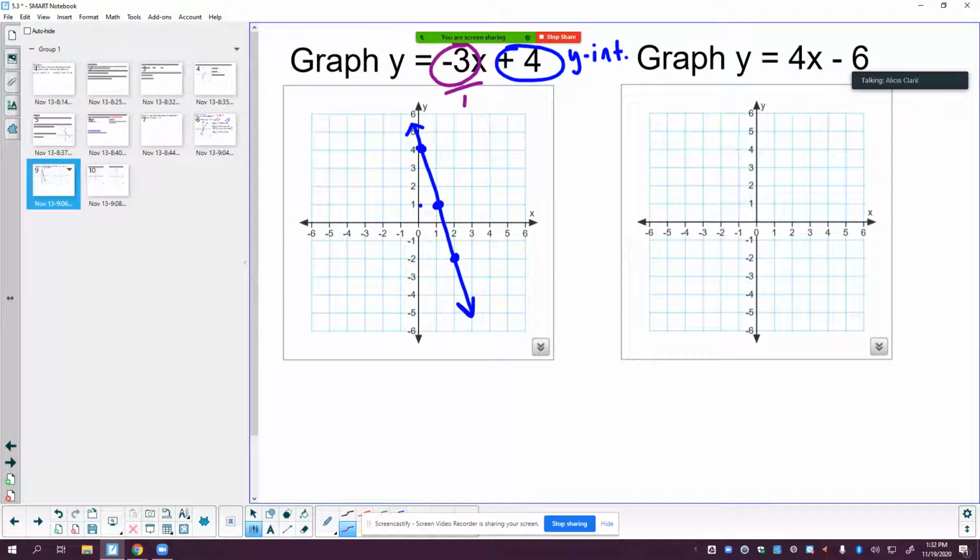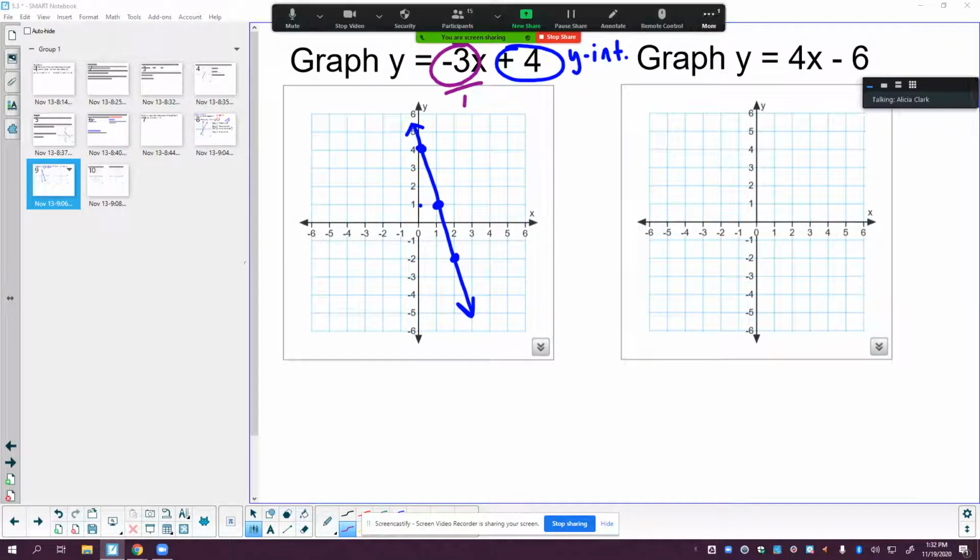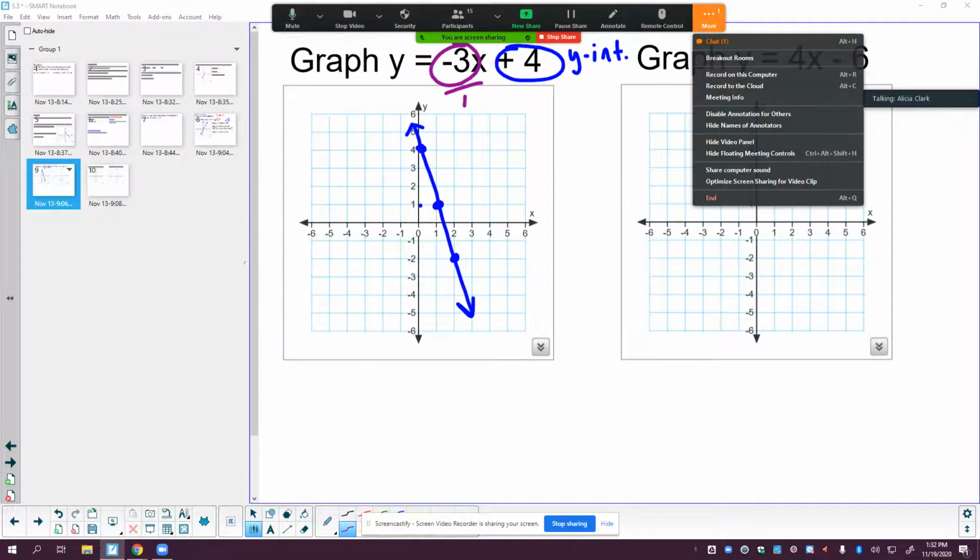I'm going to have you try this next one. You're going to graph y equals 4x minus 6. You can just put it on your own piece of paper, sketch it out, and see what it would look like if you had y equals 4x minus 6.